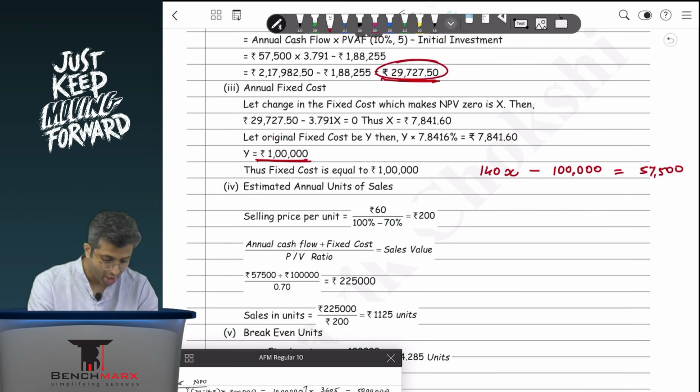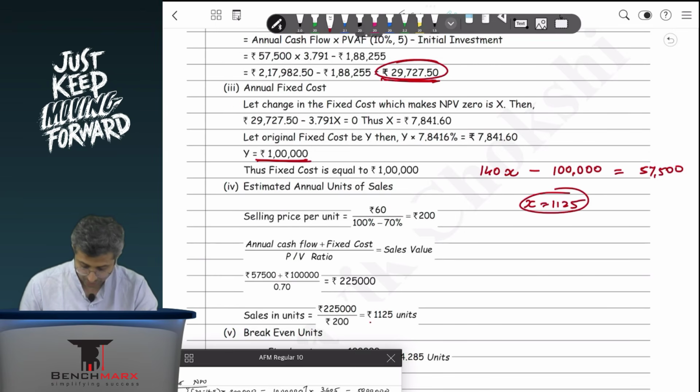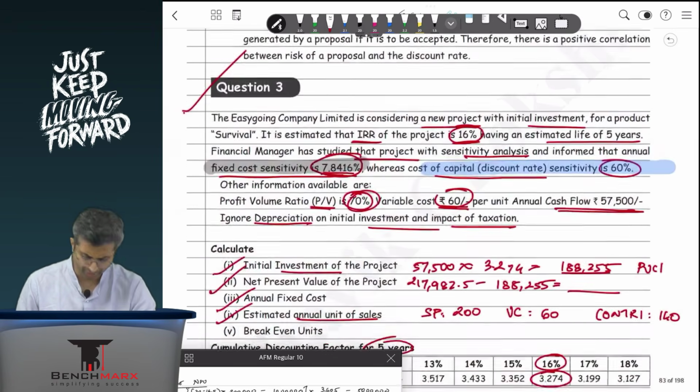So basically 1,57,500 divided by 140 will come to around 1125. X will be around 1125 units. Your annual units must be 1125. And last is break even.